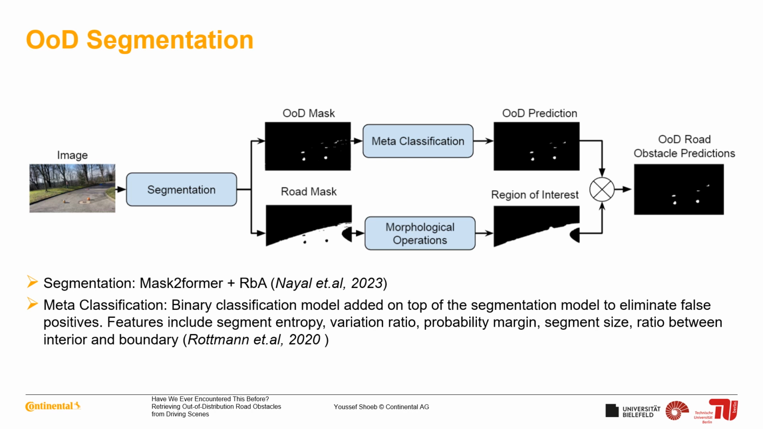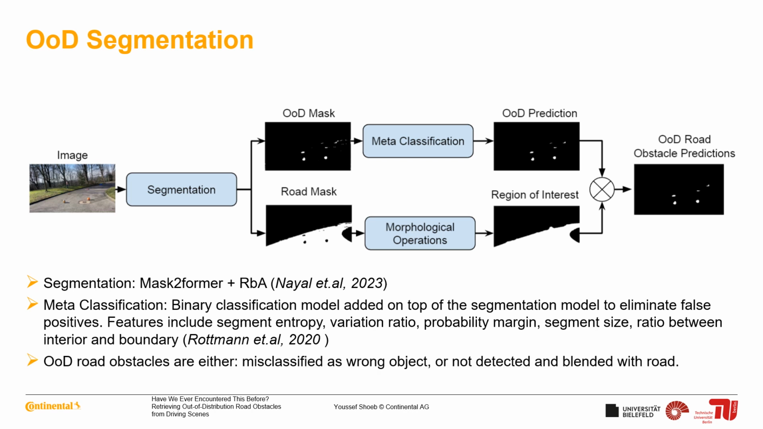Then the OOD mask is passed through a meta-classification. Basically what meta-classification does is, it's a binary classification model that's added on top of the segmentation model to eliminate some of the false positive predictions. It utilizes some of the known features, such as the segment entropy, the variation ratio, the probability margin, the segment size, and the ratio between the interior and boundary, such that it detects what is actually an object and what is a false prediction.